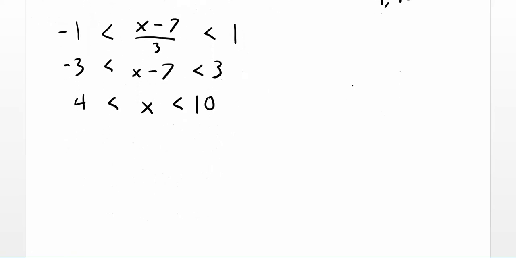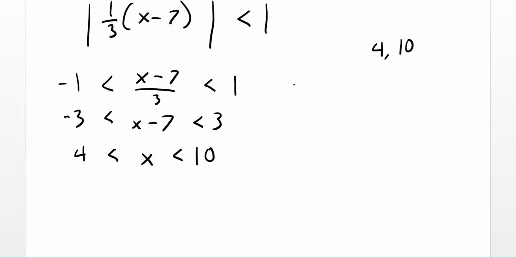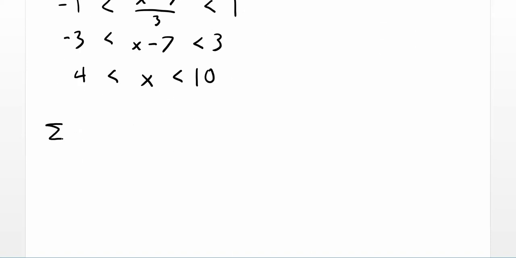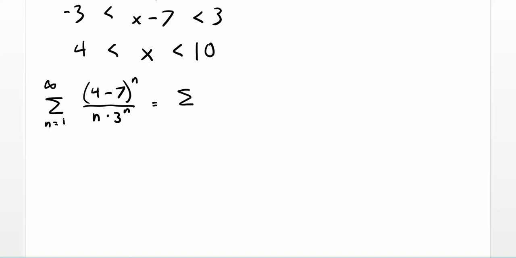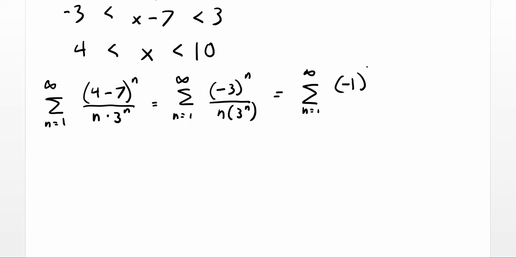Okay, so let's go back into these original problems. Let's start by testing x equals 4. So when x equals 4, our series becomes (4 minus 7) to the n over n times 3 to the n, which is equal to (negative 3) to the n divided by n times 3 to the n, equal to, negative 3 over 3 is just negative 1, so this is really (negative 1) to the n divided by n.